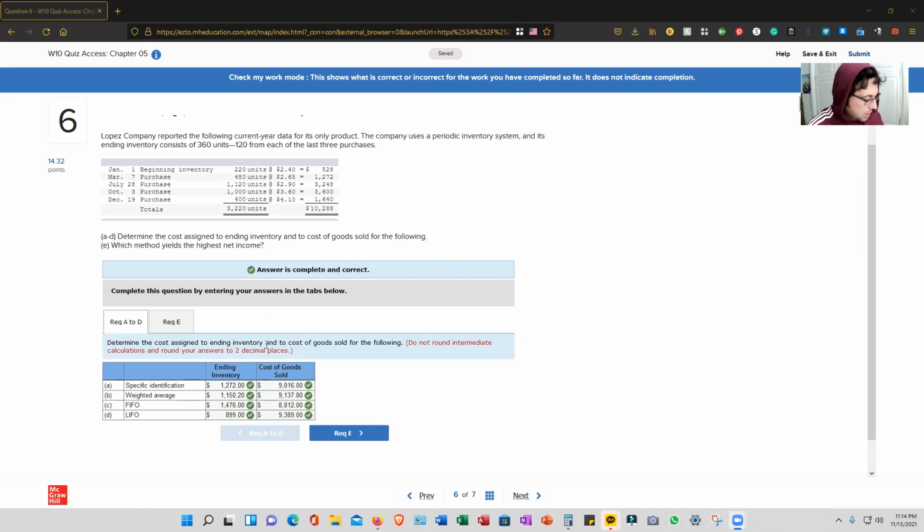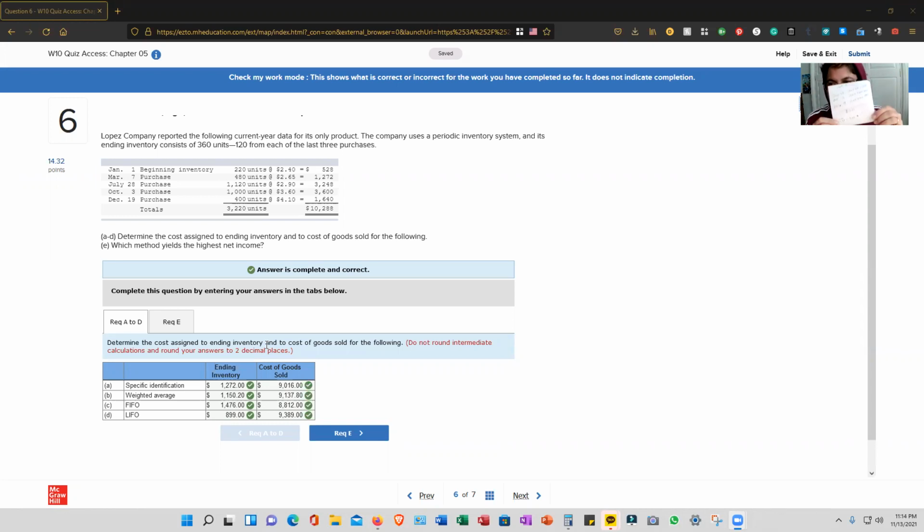I made very ugly little notes on my notepad here. My handwriting's terrible, but I will show you, for the shame of the universe. All right, so we will start with the specific identification.